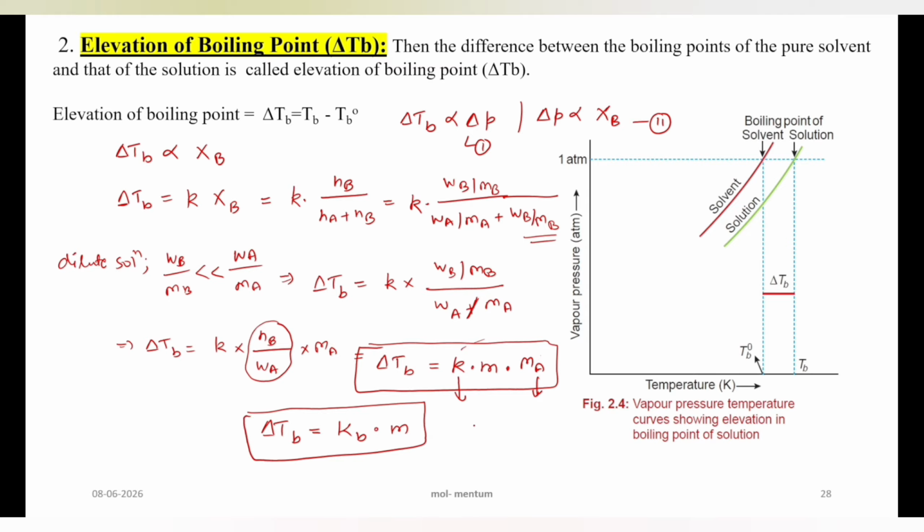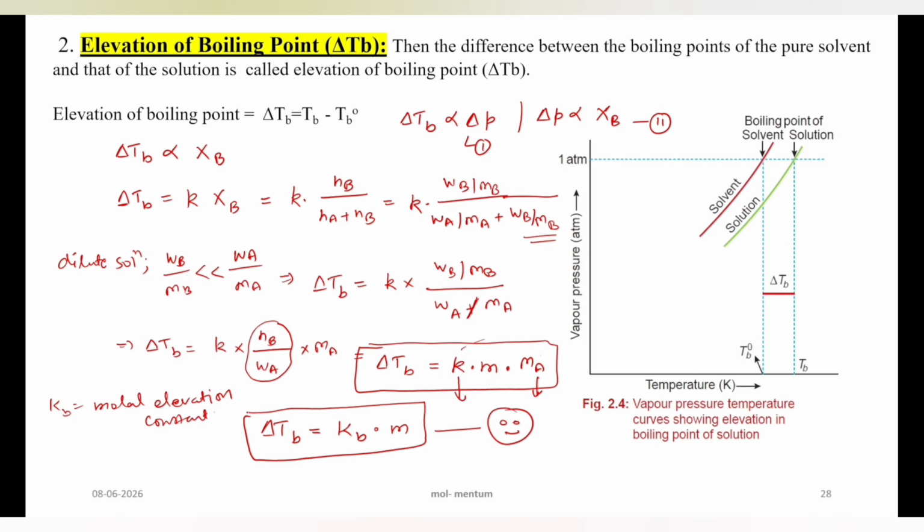So in NCERT, this equation is written directly: delta TB equals Kb into m. But Kb is the multiplication of this constant and molar mass. And what is m? m is molality. Now, this Kb is very important. Kb is called the molal elevation constant. This Kb is called molal elevation constant.